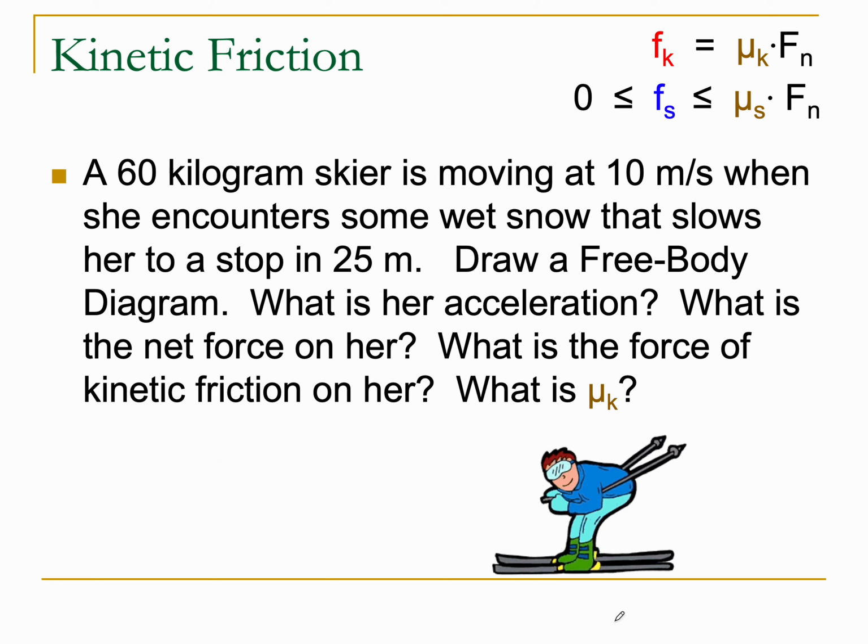Moving on. Take a look at this one. A 60-kilogram skier is moving at 10 meters per second when she encounters some wet snow that slows her to a stop in 25 meters. Draw a free body diagram. First question is, what's her acceleration?